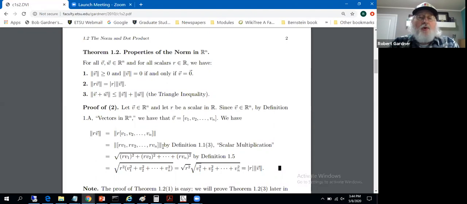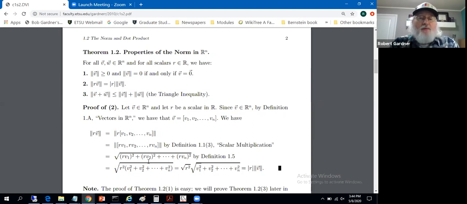Okay, you want the norm. We'll use the definition of norm. It says take the first component, square it, plus second component, square it, and so forth, up to the nth component, square it, add them together. That's the definition of the norm of a vector. Remember where we're going. We're trying to extract from the norm of rv the absolute value of r times the norm of v.